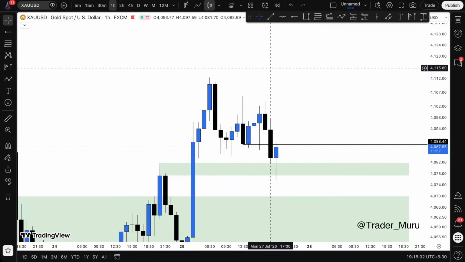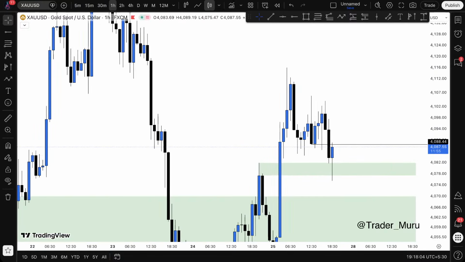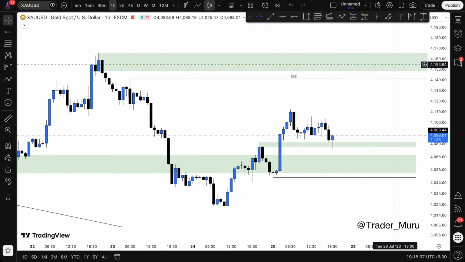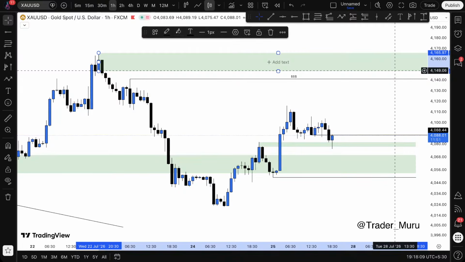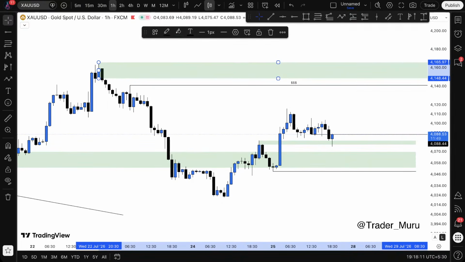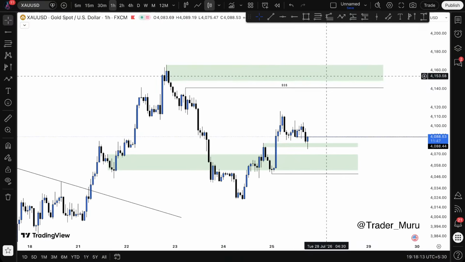What is the higher time frame short zone? 4140. It is near 4150 to 4165. This 1 hour order block.